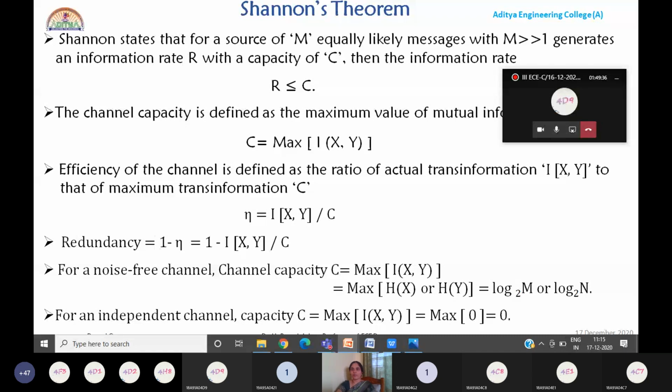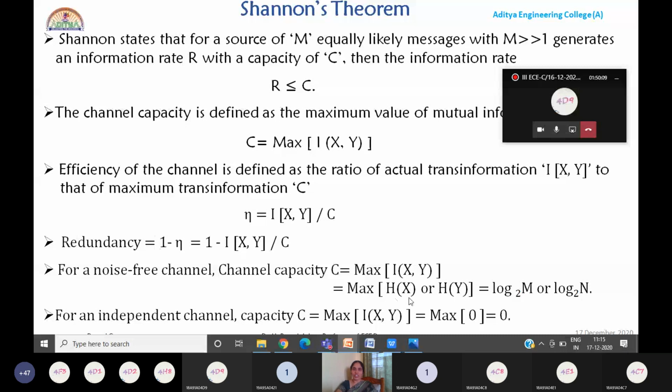Log m base 2. Okay, bits per message. That is for the transmitter. For the receiver, come on. For example, if I consider n equally likely messages and P is equal to 1 by n, what is the maximum entropy? h of y is log n base 2 bits per message. Okay, very good. So channel capacity is the maximum of either h of x or h of y.